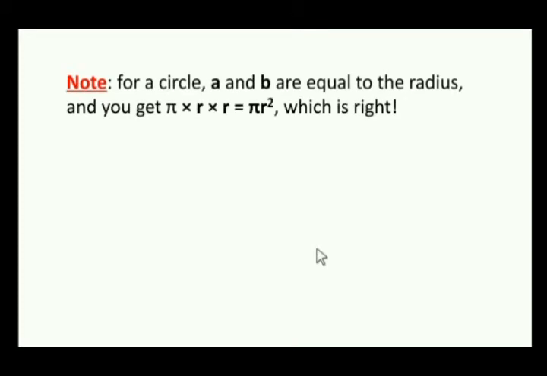Note, for a circle a and b are equal to the radius and you get pi r cross r, pi r square, which is right. If we consider a and b are at the same distance, then we will get the area of the circle, which is pi r square.